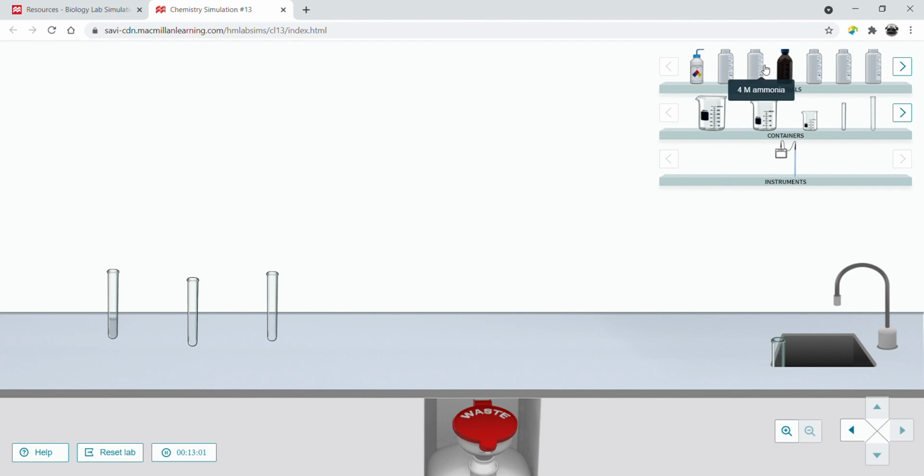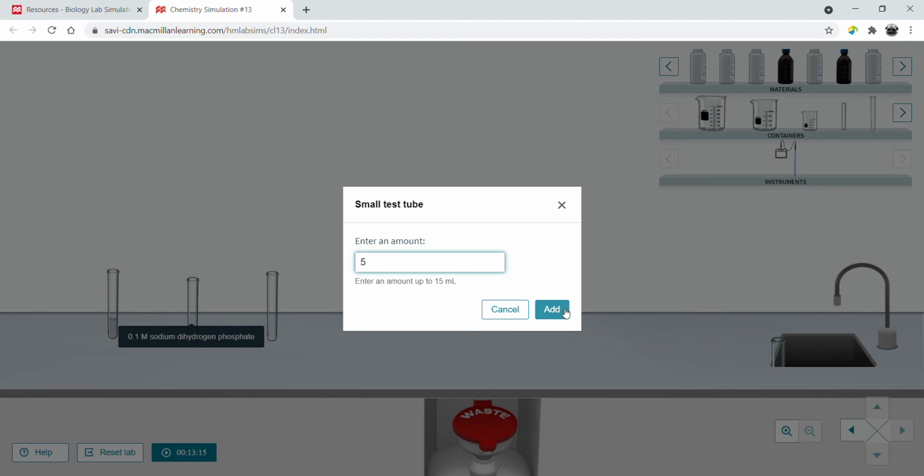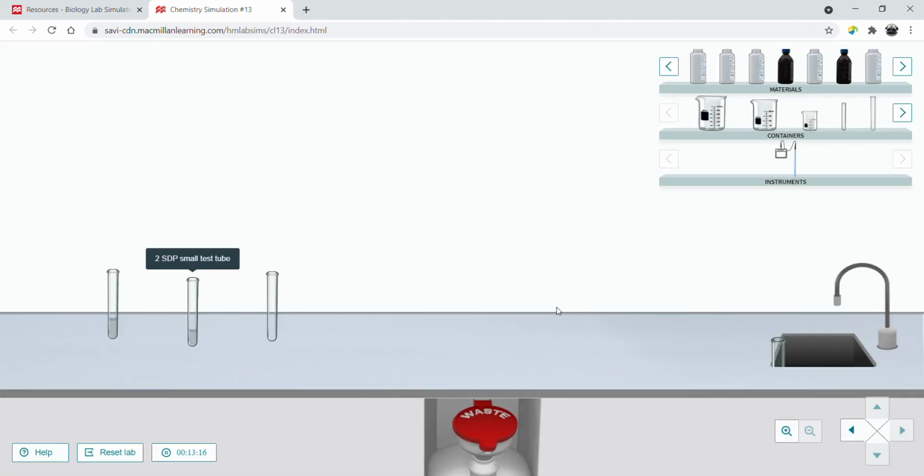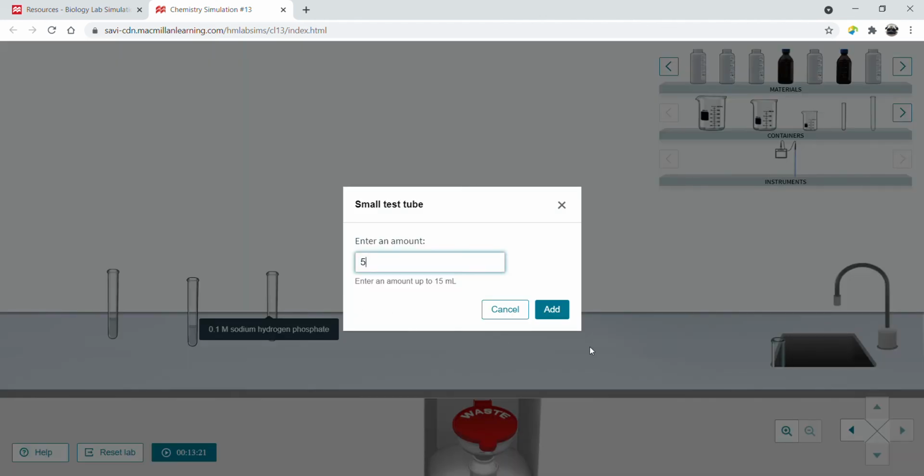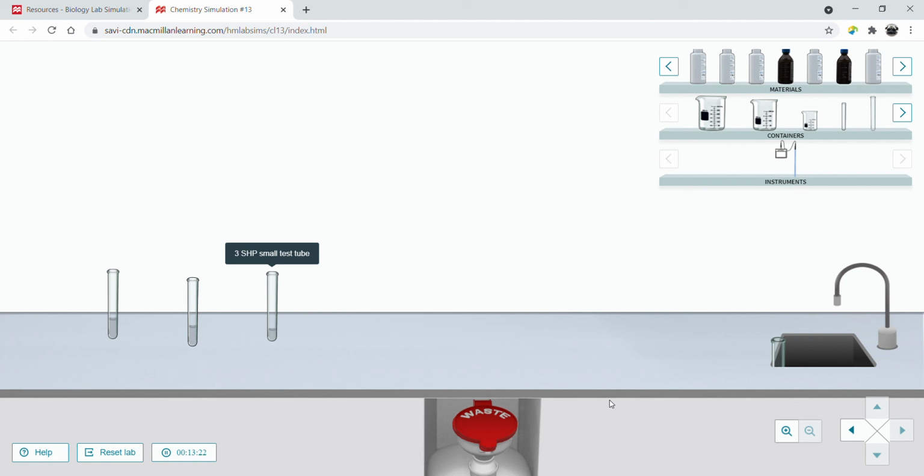That's acetone, ammonia, no. Hydrochloric acid, no, although we're going to need that. Sodium hydroxide, no. Sodium dihydrogen phosphate. Okay, that goes into test tube. There we go. There's 5. And this is the sodium hydrogen phosphate. And there's 5. Great.